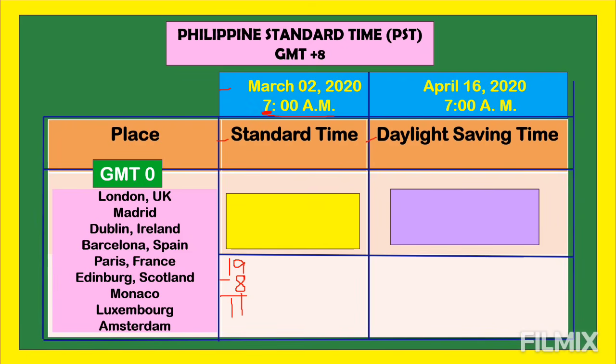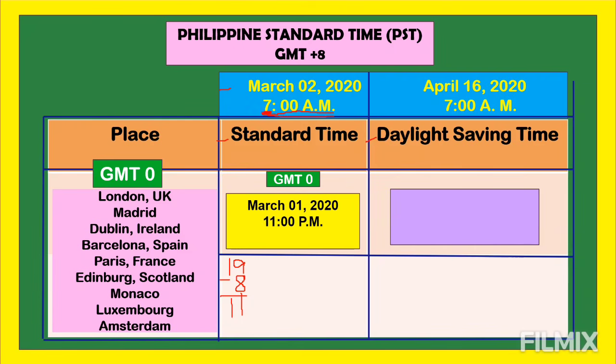Looking back to our time, we are at 7 a.m. So it means that if we move that backward 8 hours, then this is equal to 11 p.m. Their time and date is March 1, 2020, 11 p.m.